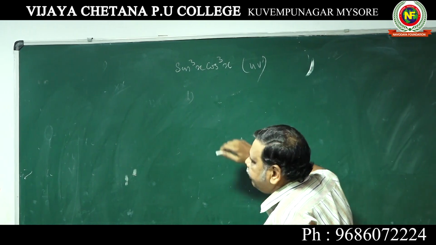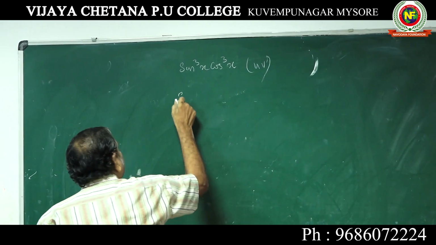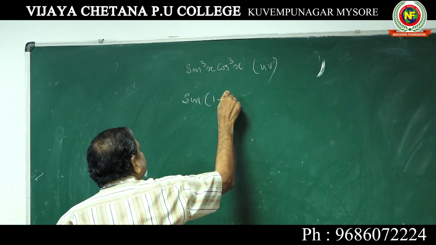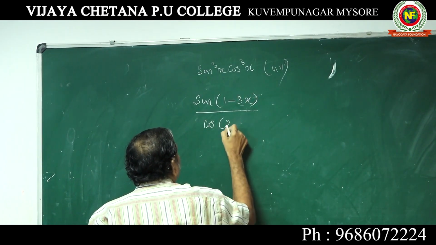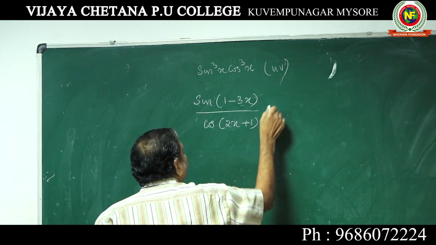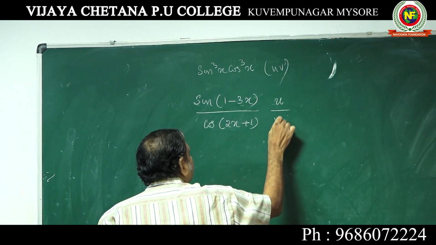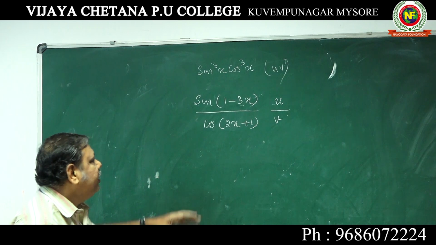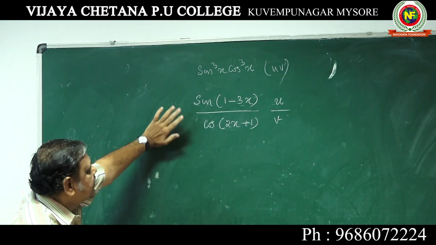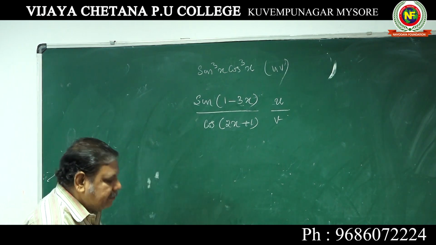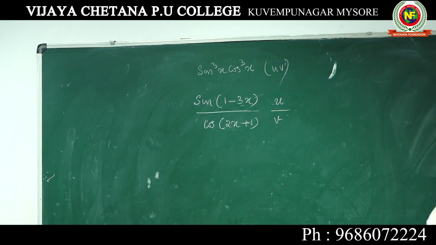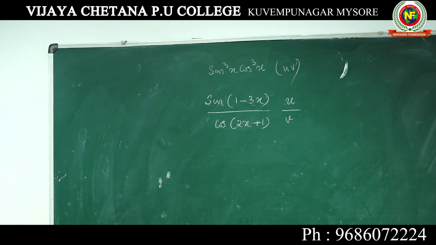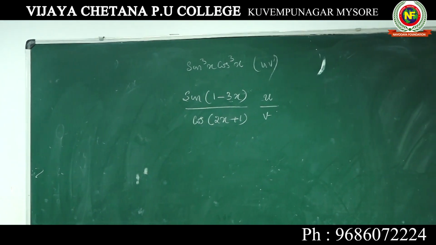One more problem I will give you. Sine of 1 minus 3x divided by cos of 2x plus 1. This is u by v rule. This is u v. You have to apply here v into du by dx minus u into dv by dx by v square. So this finishes your explicit function and chain rule.